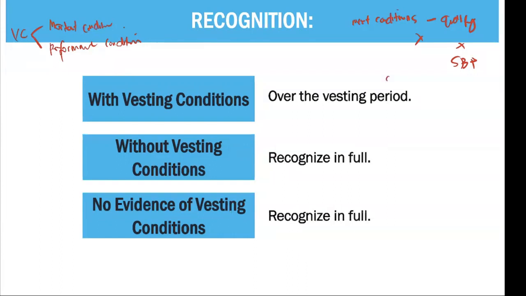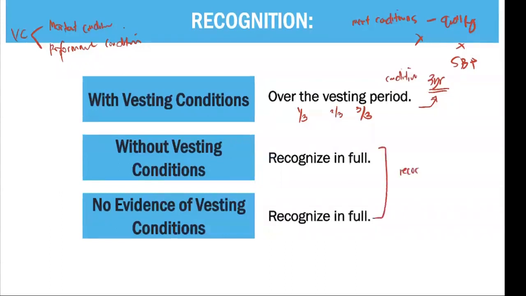So for example, the condition is that you must remain as an employee for the next 3 years. So your vesting period is 3 years. You need to divide the amount of your share-based payment over those 3 years. So we have 1/3, 2/3, and 3/3 to get the value over the vesting period. But if it's without vesting condition, you will recognize outright the amount of your share-based payment. But if it's with vesting condition, you defer the recognition of that particular share-based payment.